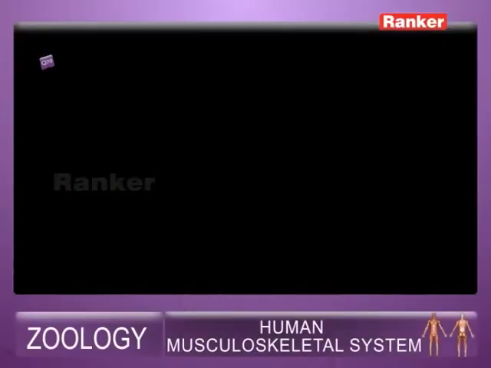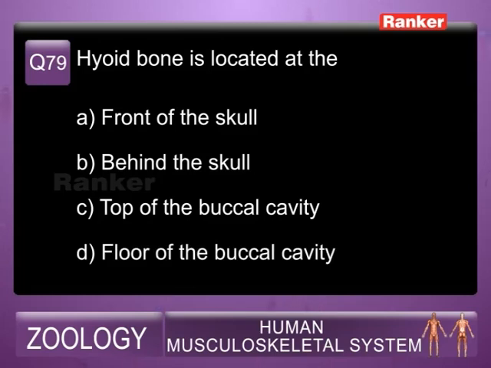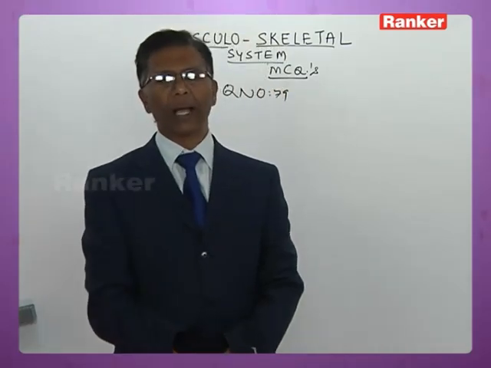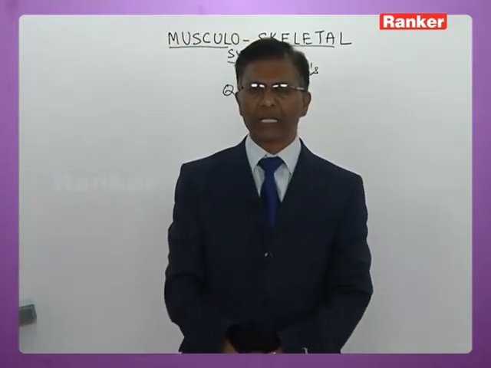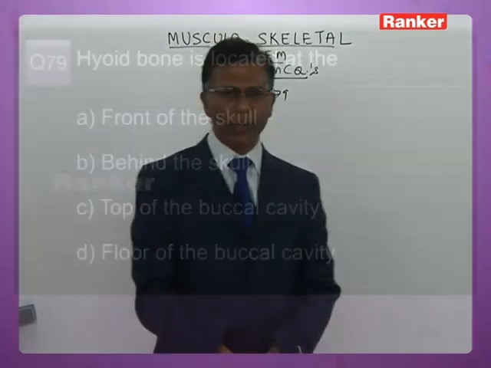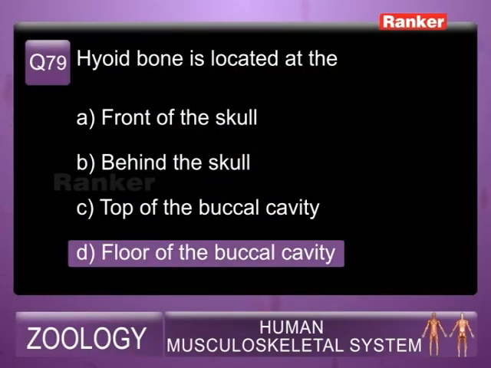Now 79 is here. Hyoid bone is located at A. front of the skull, B. behind the skull, C. top of the buccal cavity, D. floor of the buccal cavity. Hyoid, which is a dagger shaped bone, lies in the floor of the buccal cavity and provides surface for the muscles of the floor of the buccal cavity. So the answer is D for the 79th question.